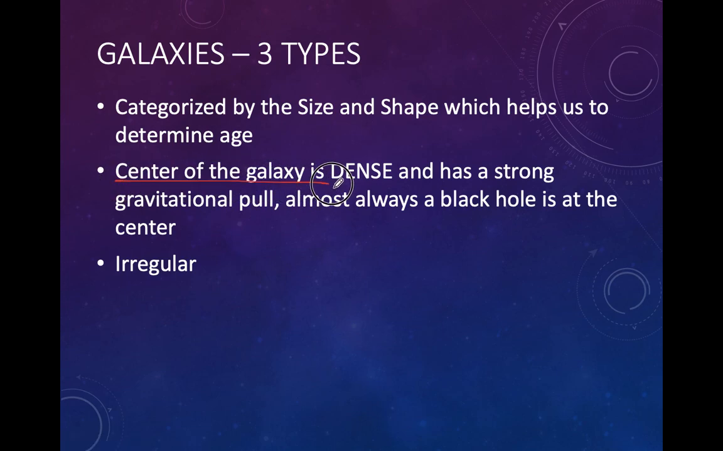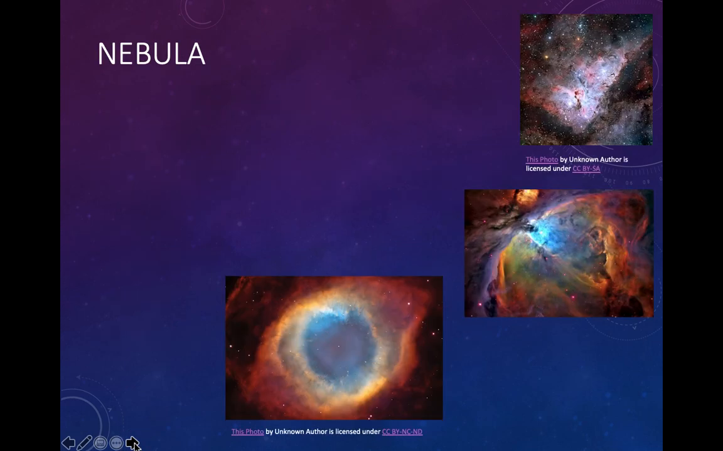The center of the galaxy is really dense and has a very strong gravitational pull. So the center of the galaxy is actually actively pulling in on things. Here's my center. It's trying to pull in and get really compact. It's kind of like a magnet. It's really attracting everything. That typically means that there's a black hole in the center of the galaxy. There are three shapes, like I was saying: irregular, spiral, and elliptical.